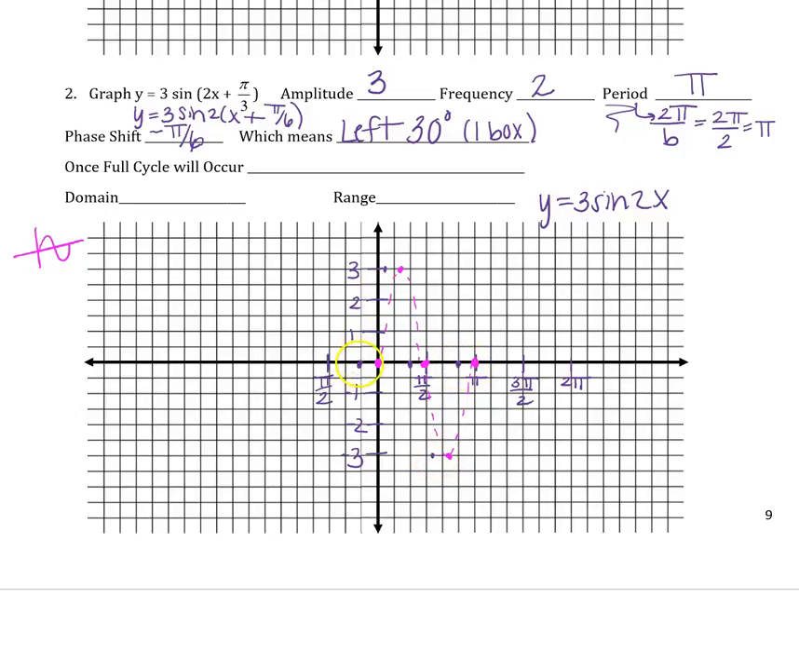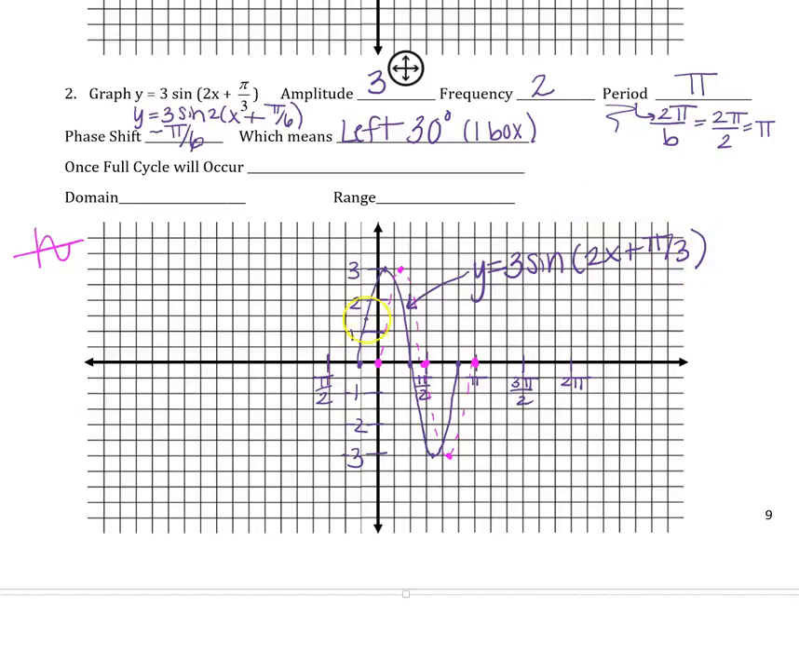So I'll do this in a solid navy blue. Oops, I don't like that curve. Okay, and then to finish it off, I'm going to label my final product. So this is y is equal to 3 sine of 2x plus pi over 3. And there you have it.